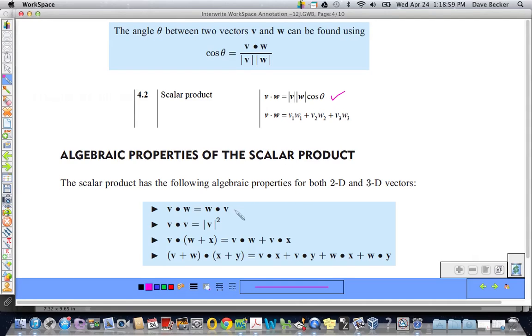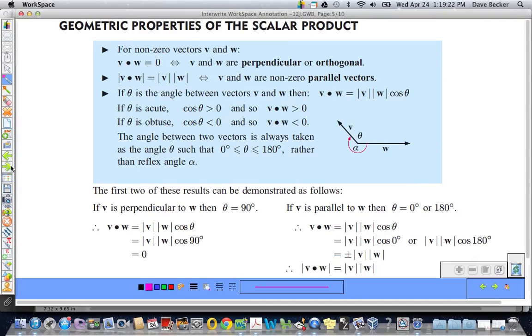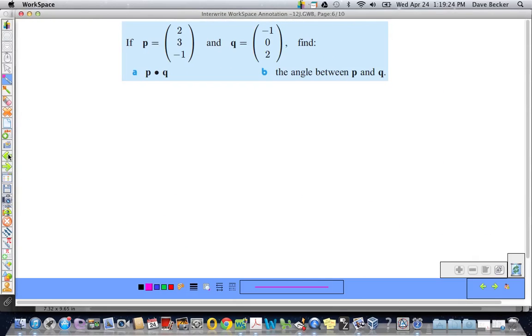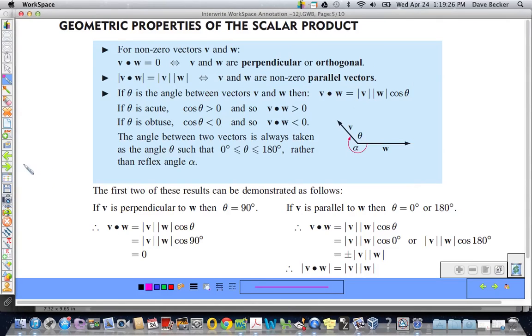Algebraic properties: it is commutative. v dot v is equal to the magnitude of v squared. But Mr. Becker, you just said you can't square a vector. I'm not squaring the vector, I am squaring its magnitude. Okay. The distributive property is cool, and we can FOIL with vectors as well. That's all that is saying. What else do we need to do? Let's go back here before we hit an example.